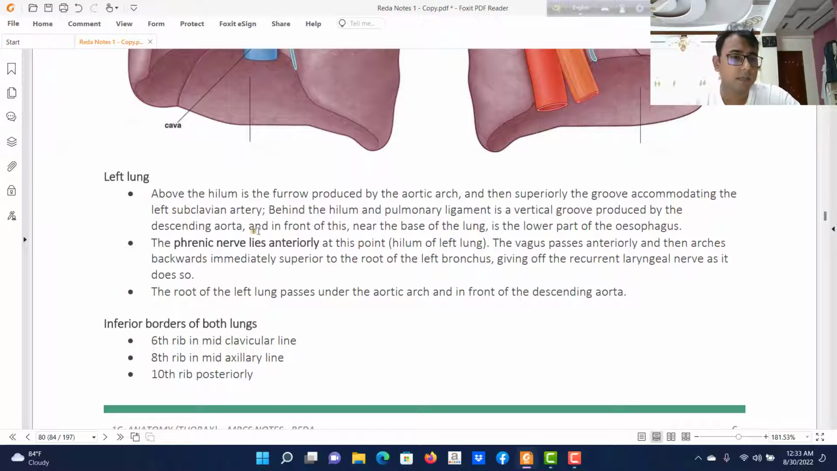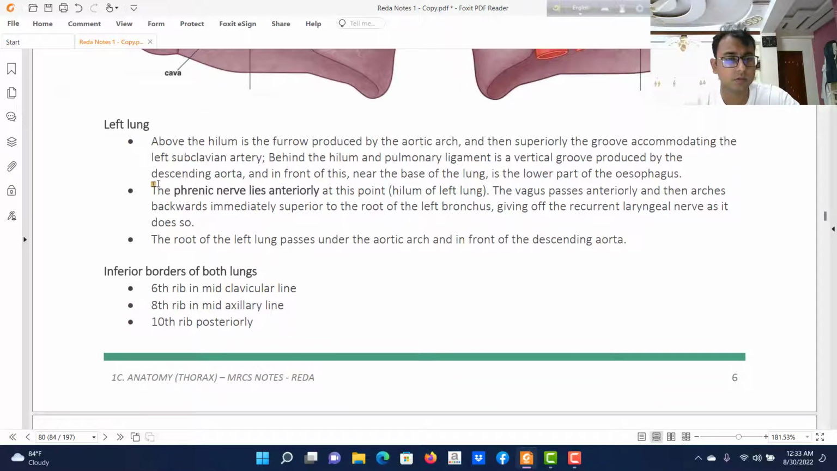They will assess this. With the left lung, above the hilum, you can see the phrenic nerve lies anterior to the hilum of the left lung. It is a fundamental thing. The vagus lies posteriorly, and then the arch goes backward immediately, posterior to the bronchus, giving off the recurrent laryngeal nerve as it does so.